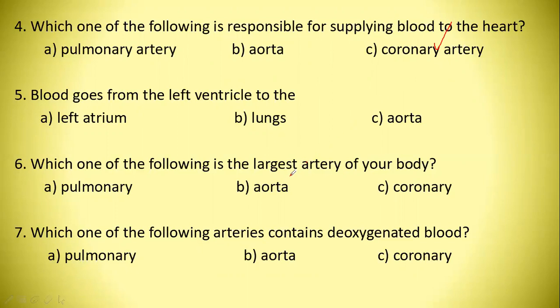Blood goes from the left ventricle to the left atrium, lungs, aorta. Question number 5. Blood goes from the left ventricle to the dash: left atrium, lungs, aorta. It's option C, aorta.